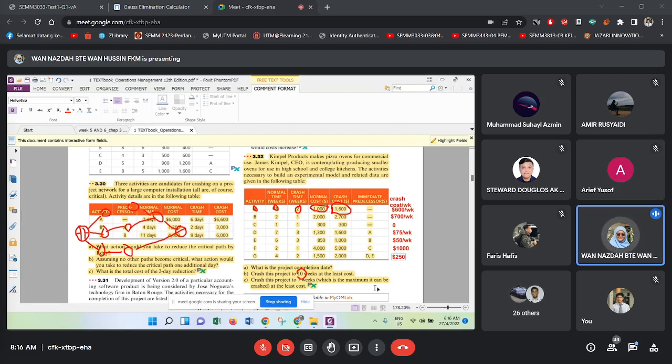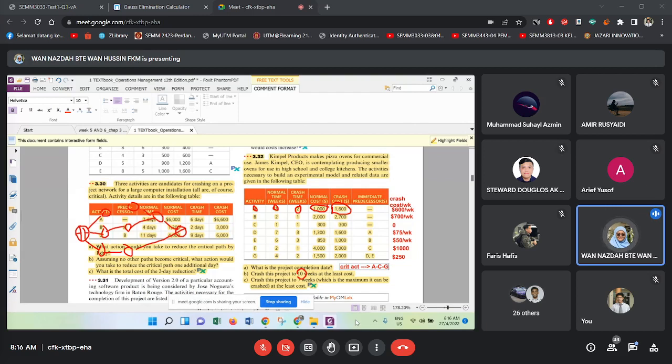So based on your network diagram, you can determine that your critical activities are C, A. A ke C tu? A, D and G kan? So your critical activities are A, C and G kan? Betul? Semua dapat sama?